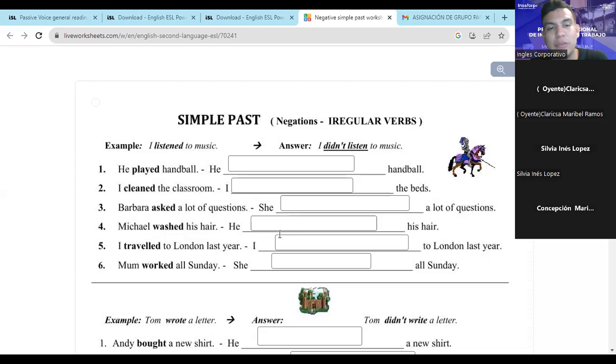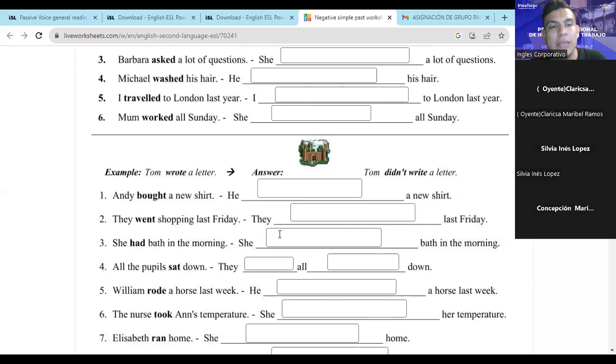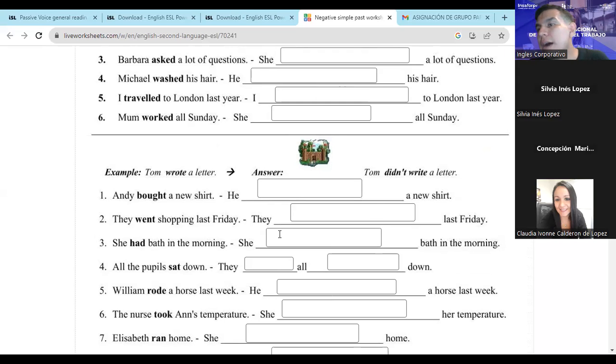Okay, travel. I traveled to London. I didn't travel last year. Mom worked. Didn't work. Excellent. Andy bought a new shirt. He didn't buy. They went shopping. They didn't go.